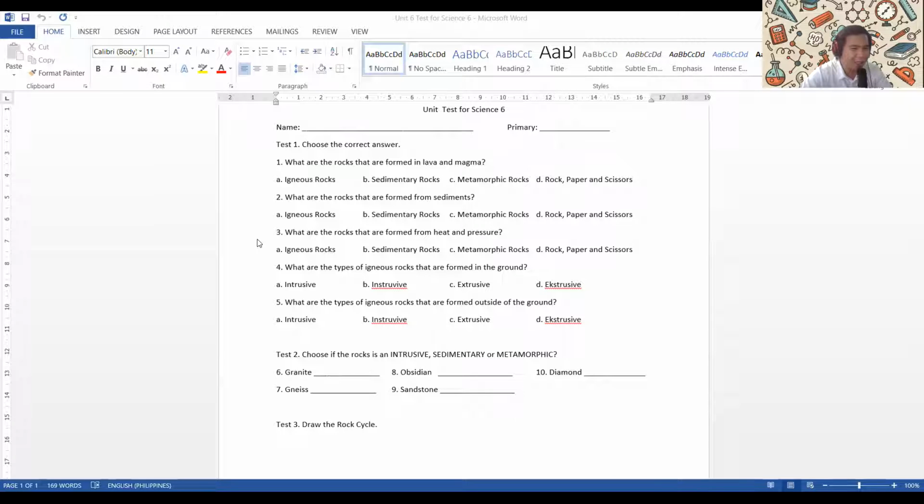Number 3, what rocks are formed from heat and pressure? Remember, igneous rocks are formed from the heat. Sedimentary rocks, they are formed partly by pressure. So metamorphic rock is the correct answer. It's obviously letter C.